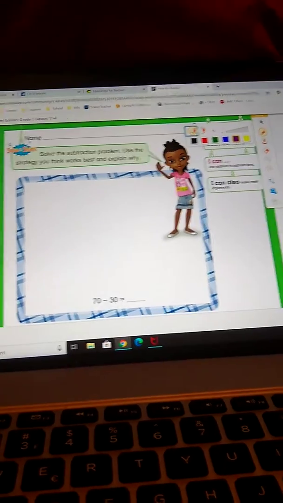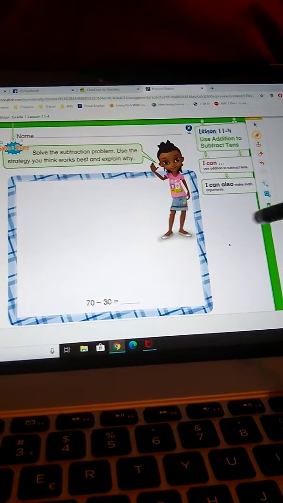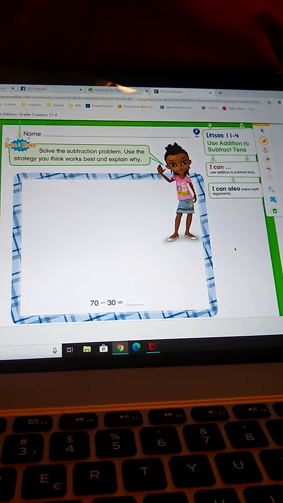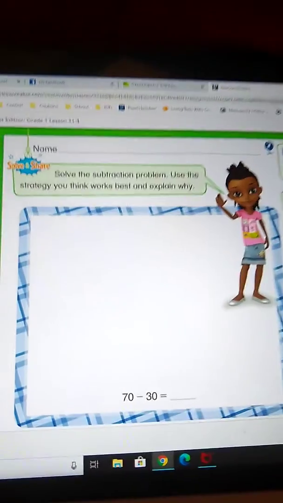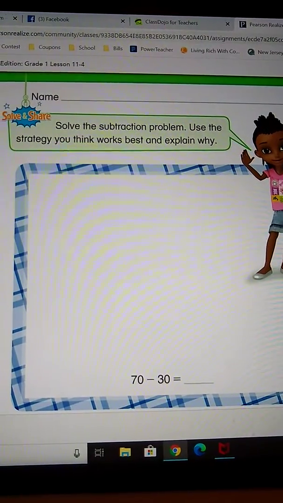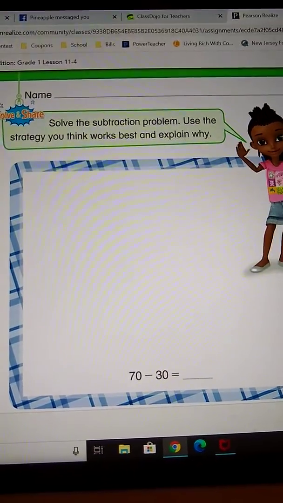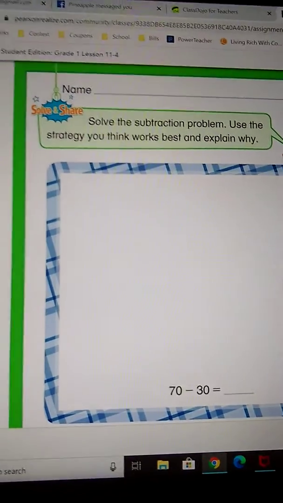Hi, first graders. Today we are going to focus on lesson 11-4, using addition to help us subtract tens. So let's look at this. Our problem is 70 minus 30, and we want to think about all the different strategies that we can use.